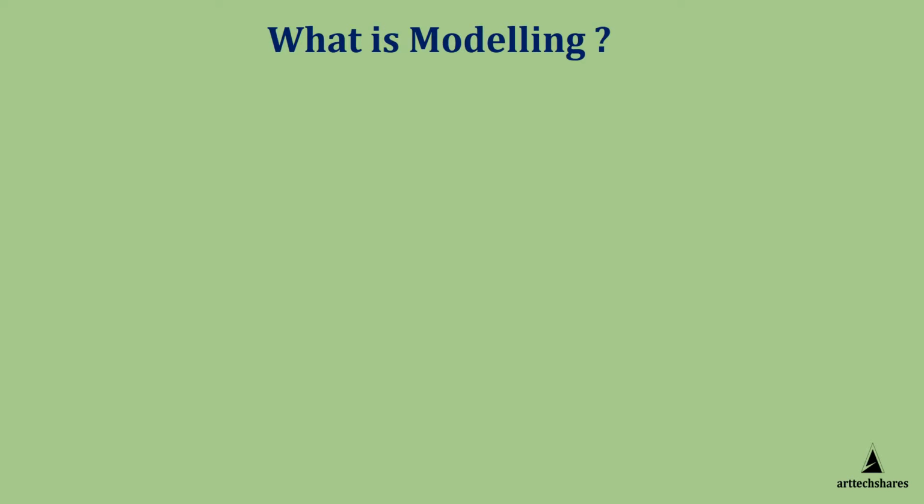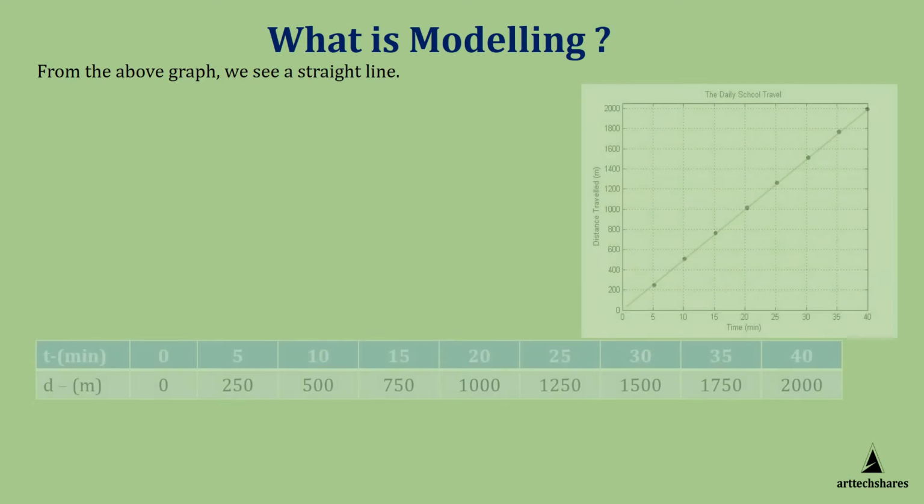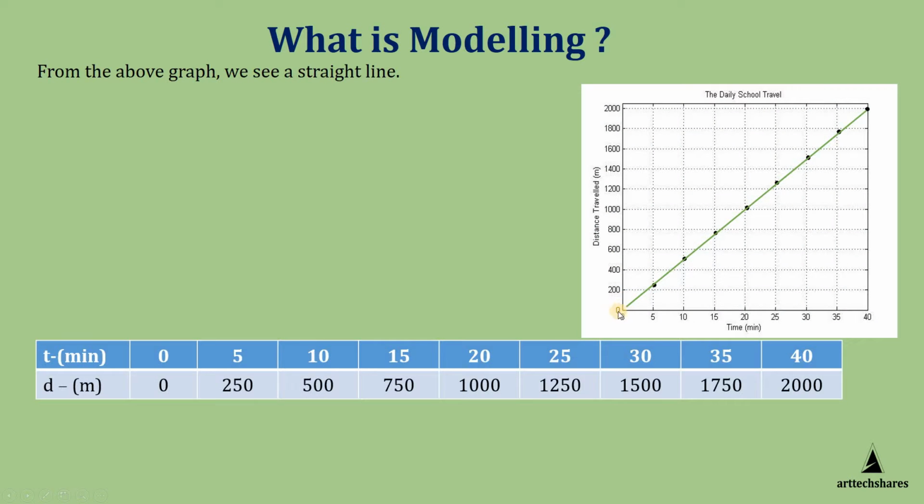So what does this tell us? This tells us that the relationship between the two data is linear. In other words, the behavior of the output related to the input is linear. Or we can say that as the input values increase, the output values increase linearly. Or we can say D is proportional to T.